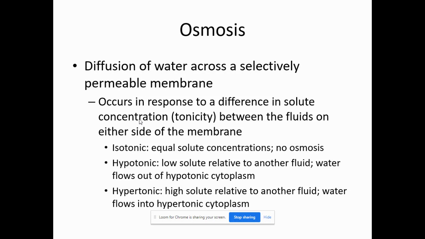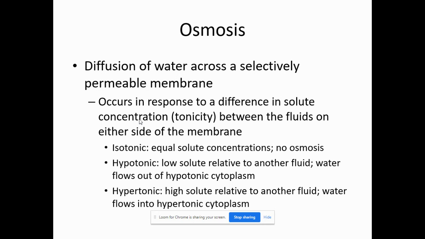Now let's talk about osmosis. Osmosis is specifically talking about diffusion of water across a selectively permeable membrane. We've been talking about molecules moving across a membrane. Well, usually those molecules are dissolved in water. So you not only have to think about the movement of the molecules across the membrane, you have to think about the movement of water across the membrane.